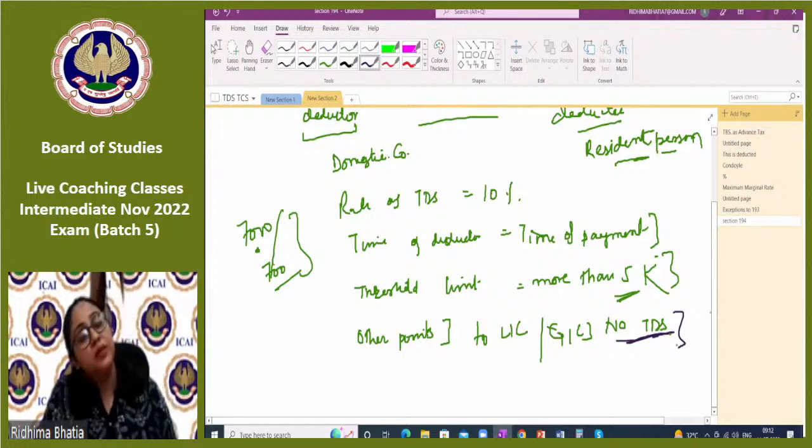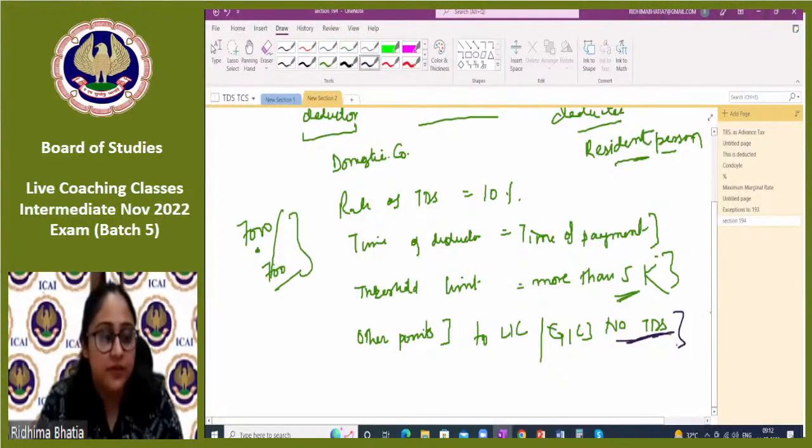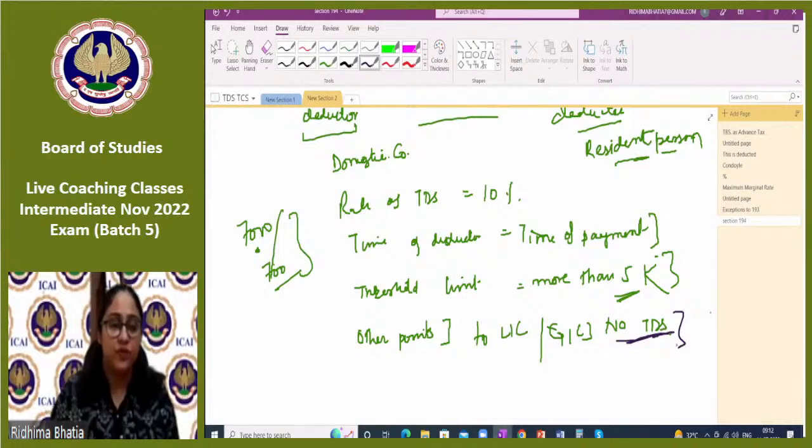Ma'am, does this cover all the deemed dividends? Yes, all types of dividends, whether given through cash or given as loan, all of those would be considered.